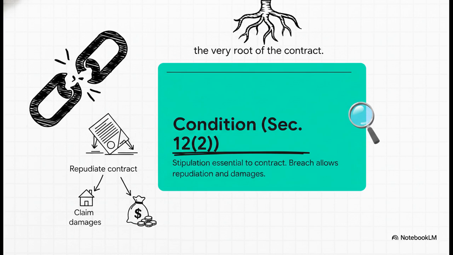Why? Because a condition goes to the very root of the contract. If a condition is breached, the foundational purpose of the entire transaction collapses. And that is exactly why the law grants the aggrieved party the right to terminate or repudiate the entire contract and ask for damages.